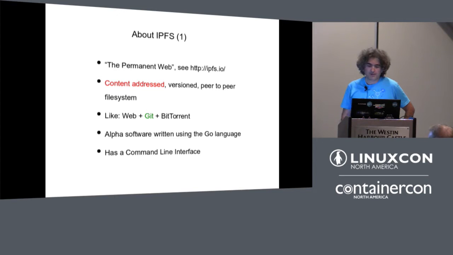So IPFS is called the Permanent Web. It's a content-addressed protocol that is a little bit like HTTP, but it has some features from Git and BitTorrent too. And it's alpha software written in Go. And like Git, it has a command line interface.